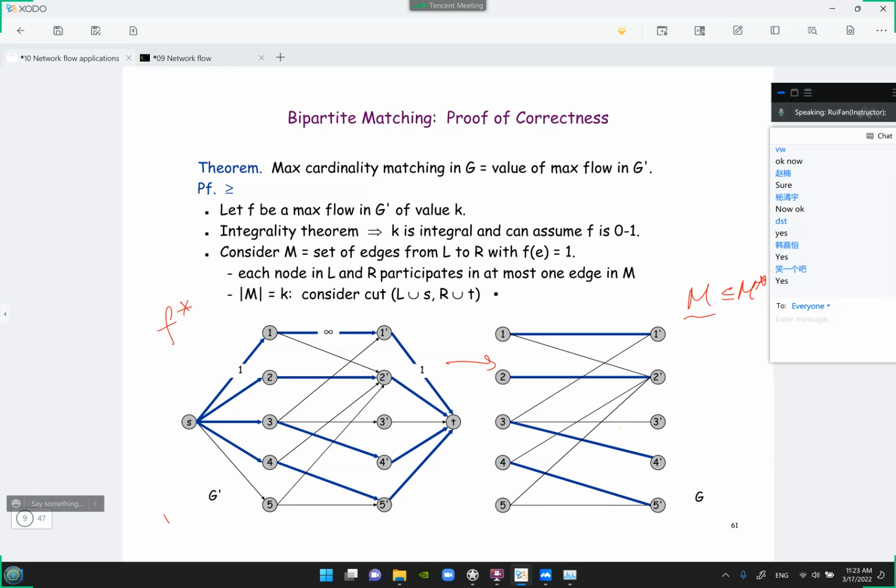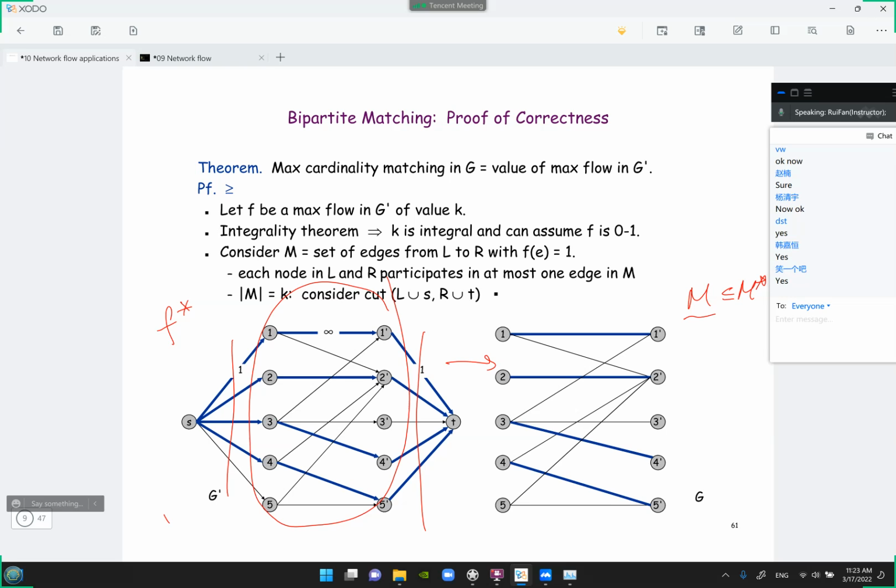The max flow will be transformed into some sort of matching, which is no more than the max matching. The way we're going to do this transformation is you take the flow and cut out all of these extra edges, because these edges are not part of the original graph. So we're going to take out all of these edges from S to all these other nodes, and also the edges that involve T. And we claim that whatever you have left over is a matching.